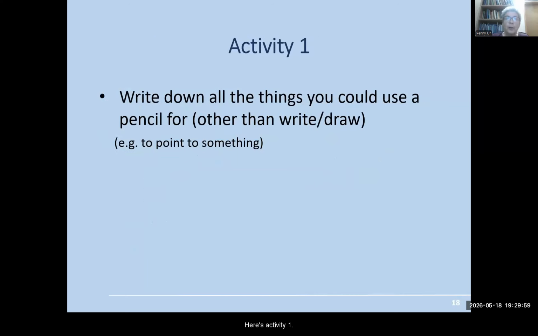Here's activity 1. Write down all the things you could use a pencil for other than write or draw. For example, point to something. Okay, 2 minutes to write down as many things as you can think of you could use a pencil for.